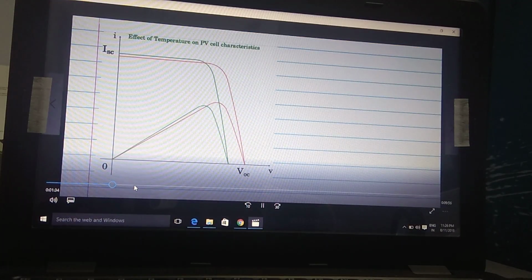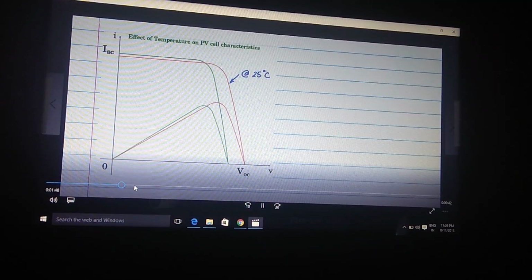Consider the IV characteristics as shown here. Let the IV characteristic, which is in red, represent the characteristic at temperature 25 degree centigrade or 298 degree Kelvin. So this is the standard temperature, and the one in green, let us say it is at 40 degrees centigrade.